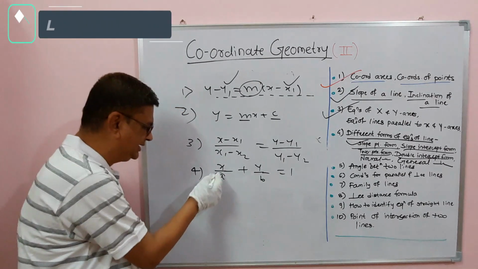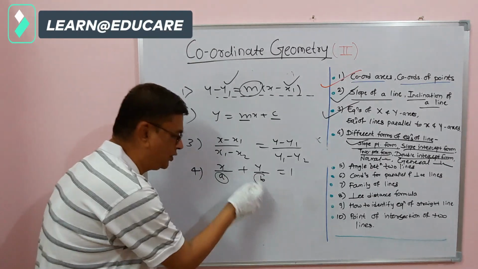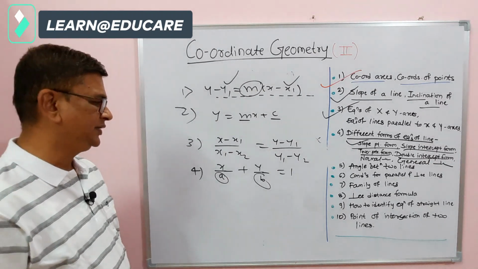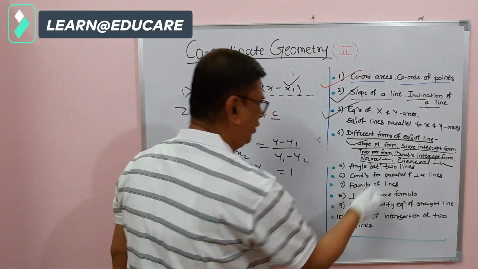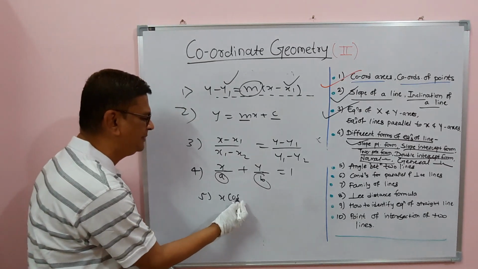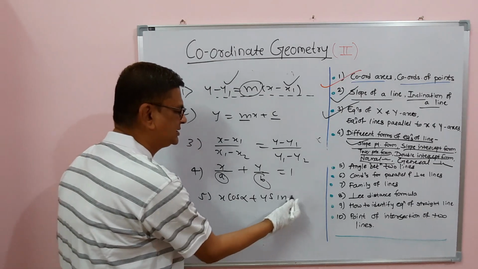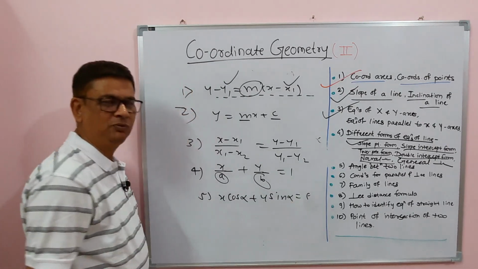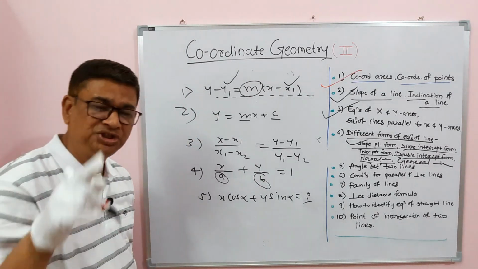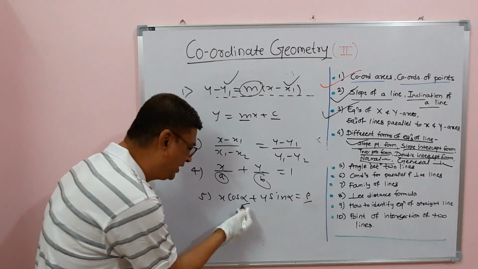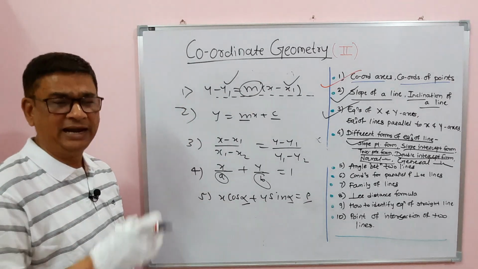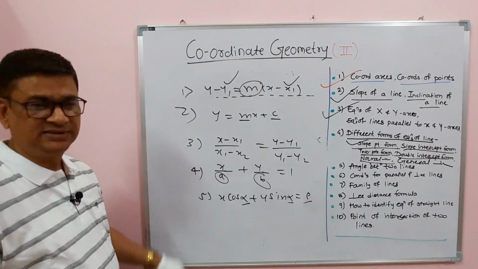Here a is called x-intercept, b is called y-intercept, and this is hence called double intercept form. The next is called normal form, which is very different from those. Normal form of equation of line is given by x cos alpha plus y sin alpha is equal to p, where p is perpendicular distance from origin to that line and alpha is the inclination of the line perpendicular to that line whose equation is this, from origin.